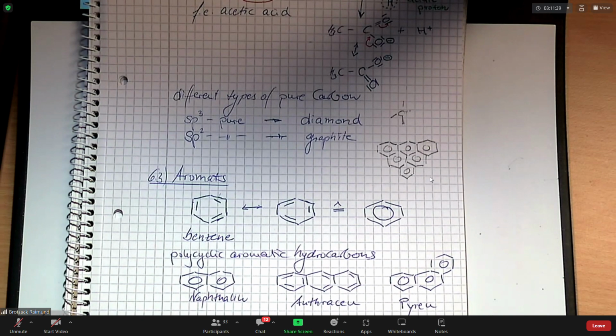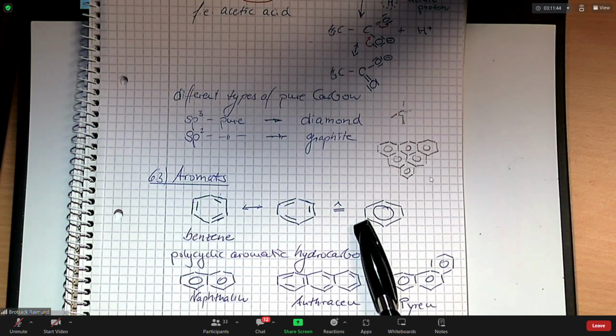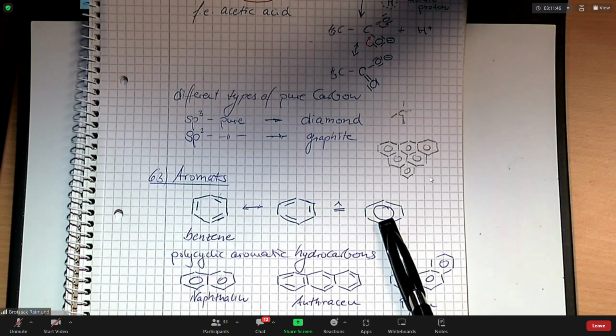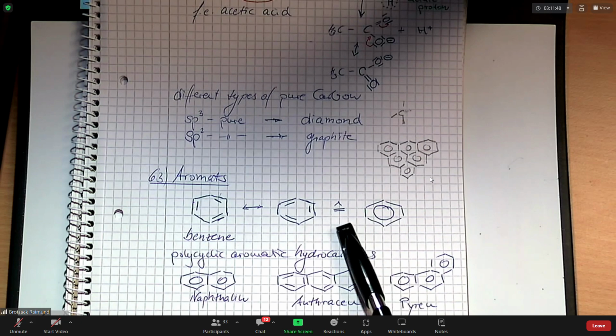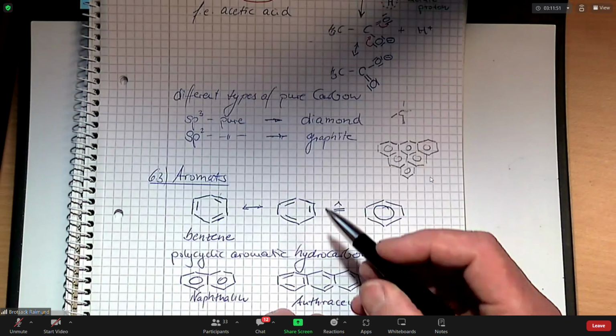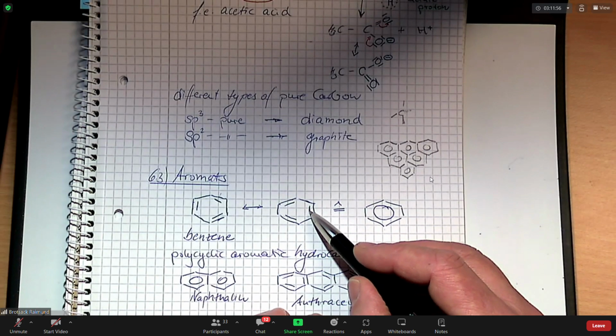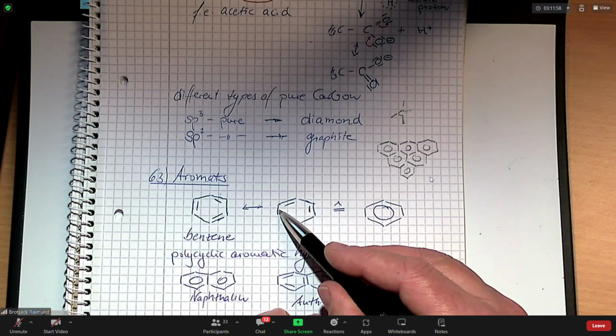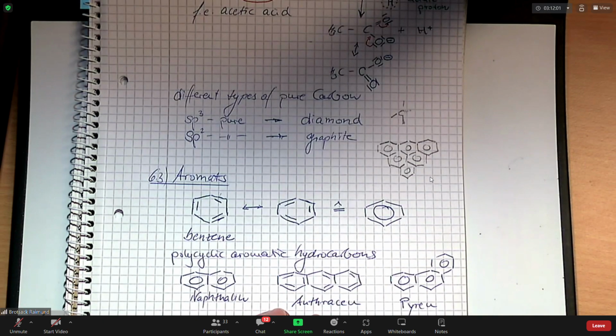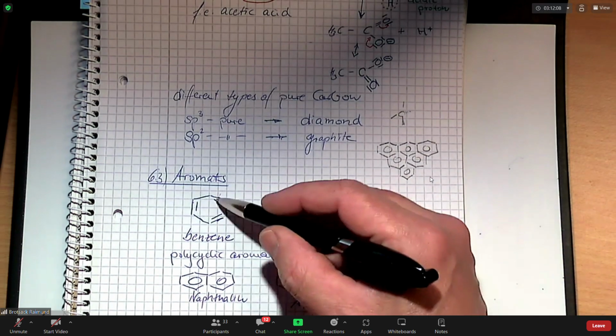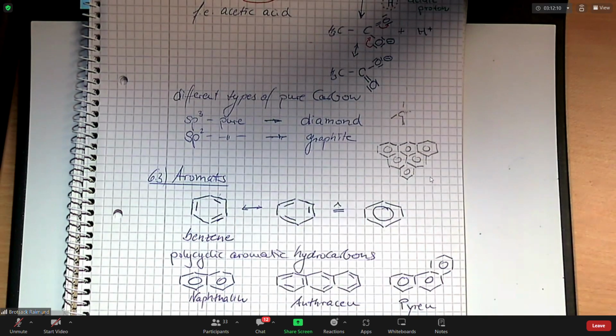You just should be able to identify an aromat. When we have a cyclic system with delocalized pairs of electrons alternating, they must alternate. Double, single, double, single, double, single bond. Always when we have it in this alternating structure, then we can move them around, we can delocalize, and then we have an aromat.